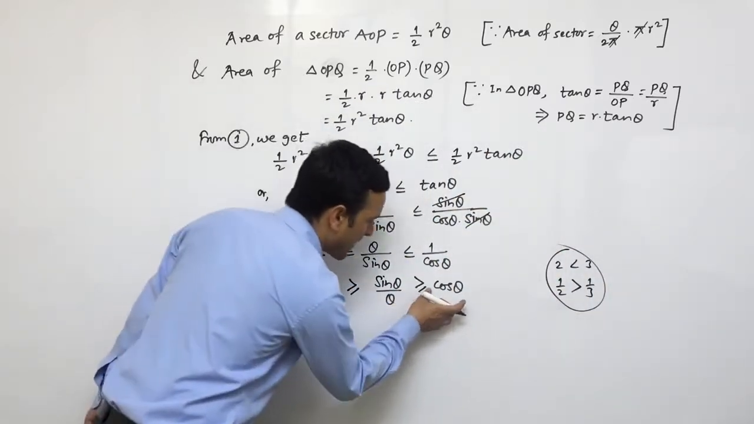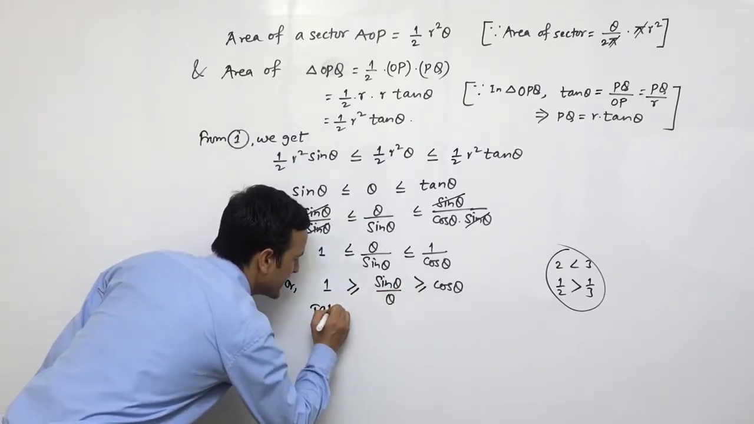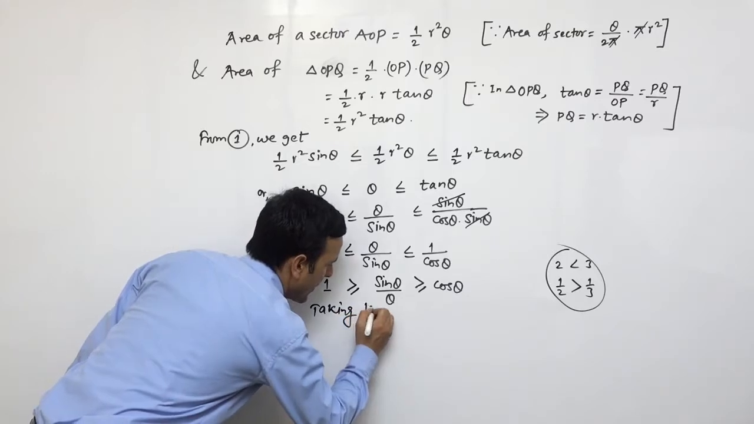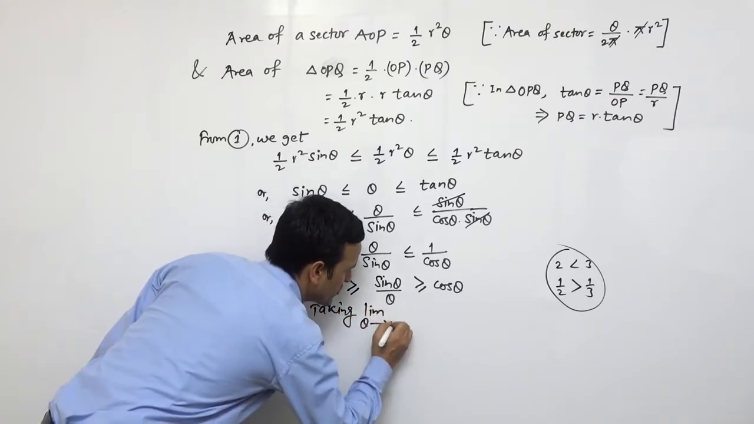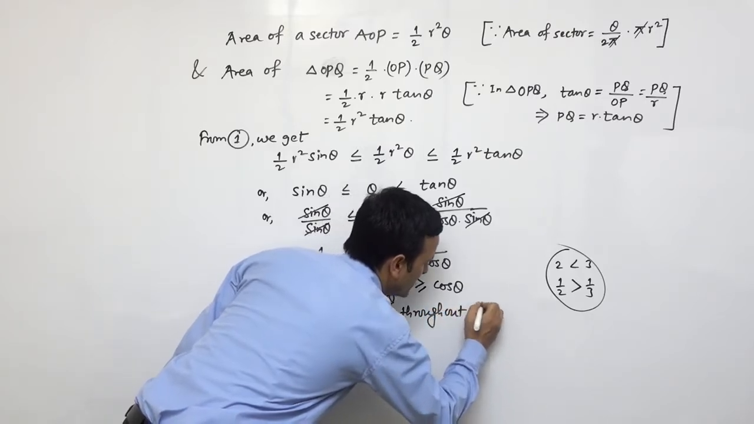So we applied this rule over here, and now we take the limit as theta tends to 0 throughout the terms.